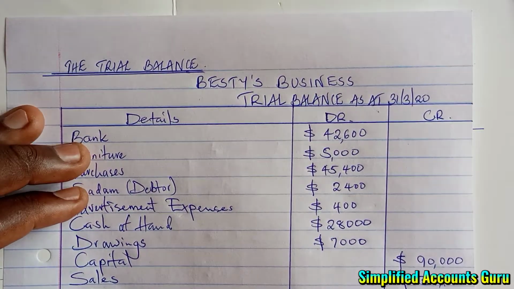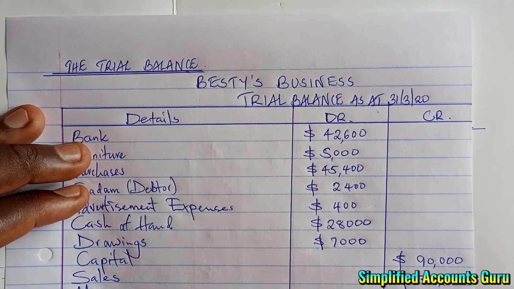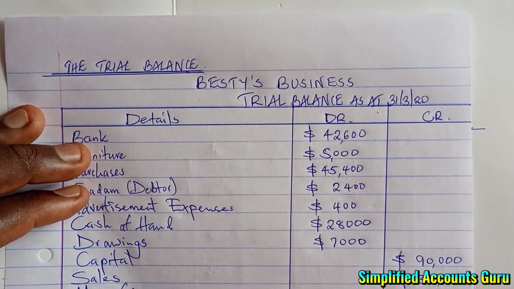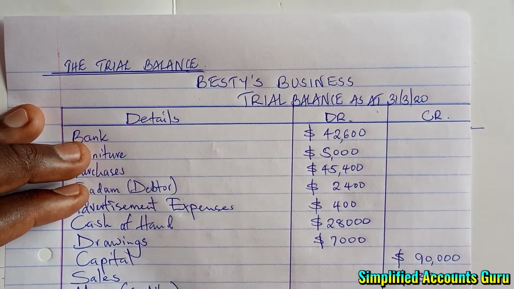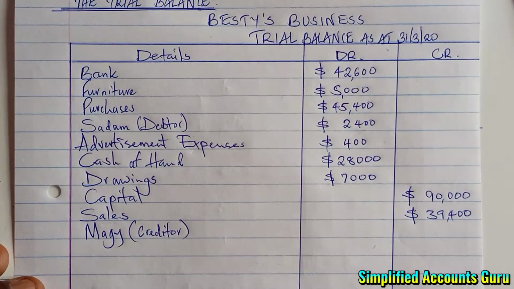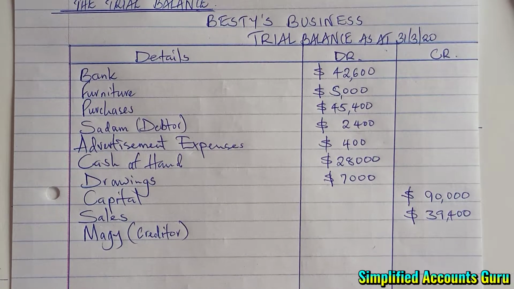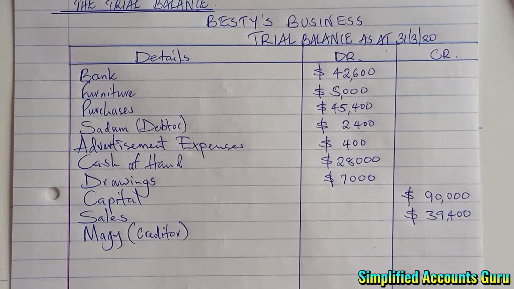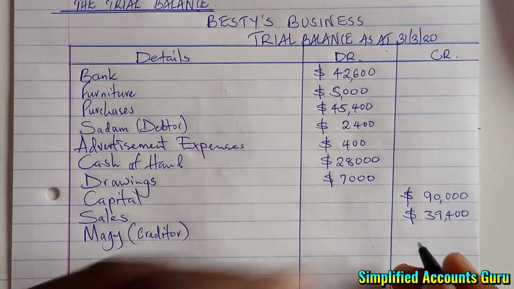Maggie being on the credit side, that one is a creditor. Maggie becomes the creditor. This is a present obligation of the organization, which is expected to take not more than 12 months before it is settled. So we have the account of Maggie having 1,400.